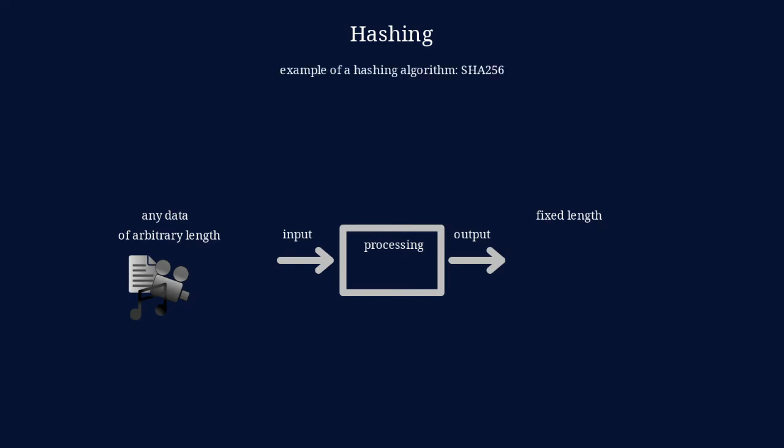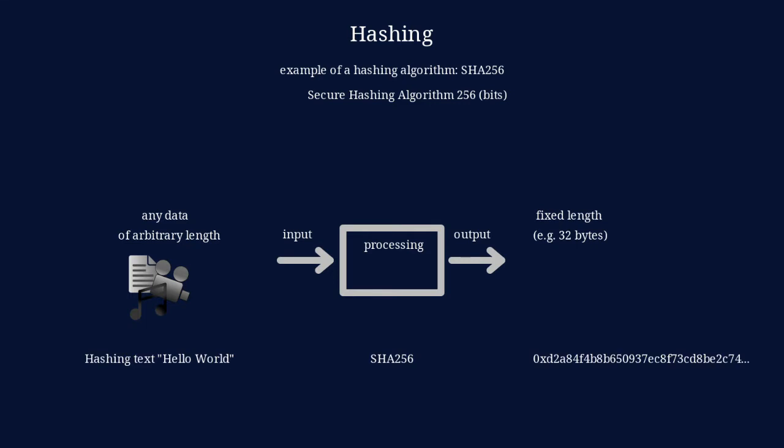If we take, for example, SHA-256, that's an example of a hashing algorithm, which stands for Secure Hashing Algorithm 256. We're going to discuss in a minute what that "secure" is supposed to mean there. But 256 simply refers to the length of the output, 256 bits. 256 bits is, of course, 32 bytes. So the output for this particular hashing algorithm is always 32 bytes, which traditionally are displayed as a hexadecimal number.